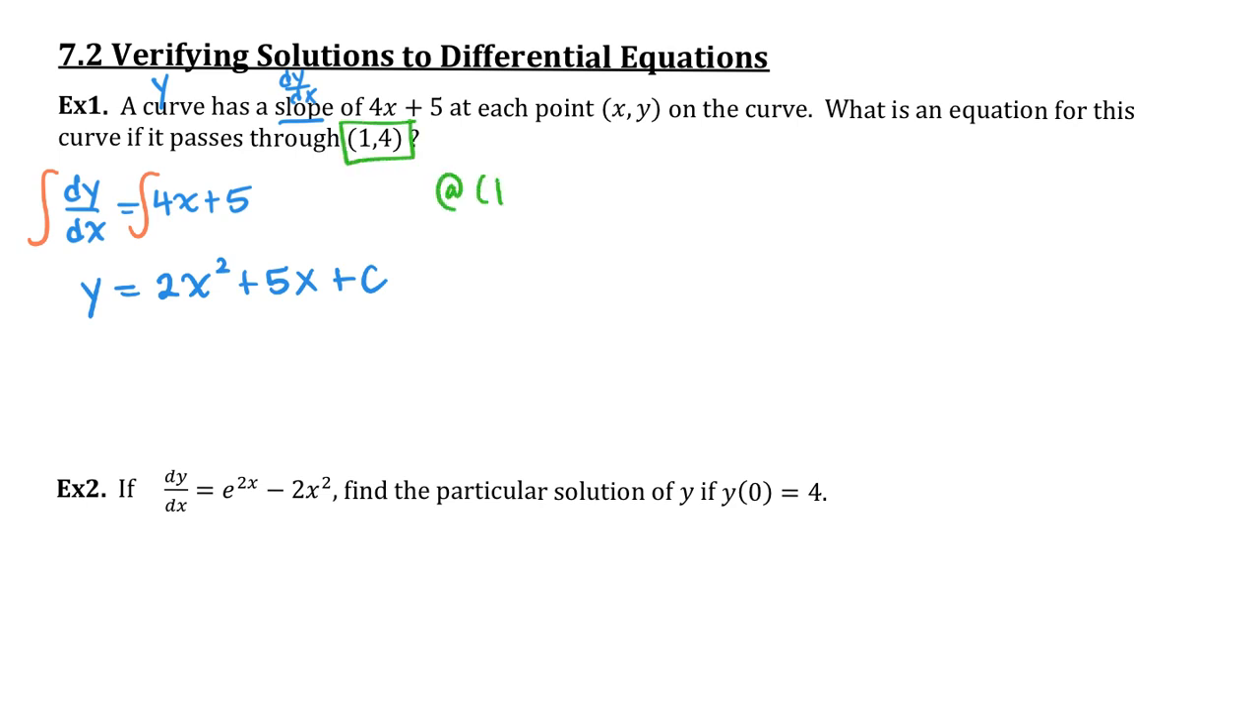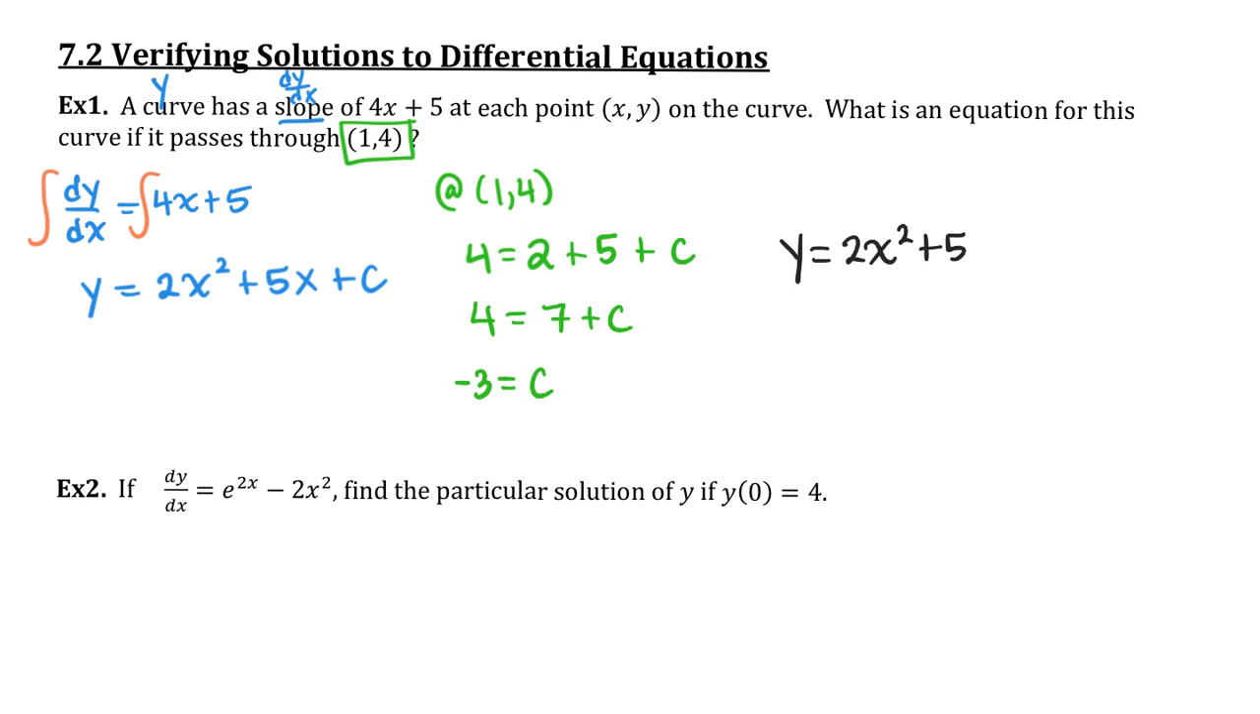So at (1, 4), I'm going to plug 1 in for x here and here, and I'll plug in 4 for y. So I get 4 equals 2 times 1 squared, which is 2, plus 5 times 1, 5, and then plus c. So 4 equals 7 plus c, so subtract 7, negative 3 is c. Now that I have this c value, I can write my particular equation. I had 2x squared plus 5x. Instead of putting plus c, I now know that c is negative 3.